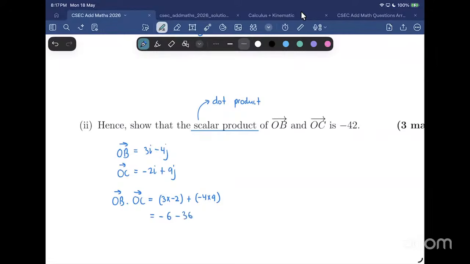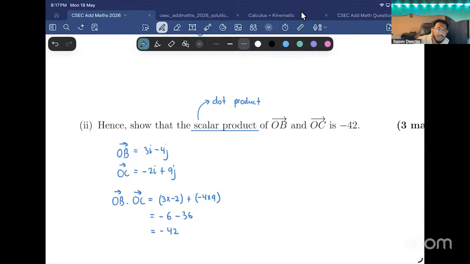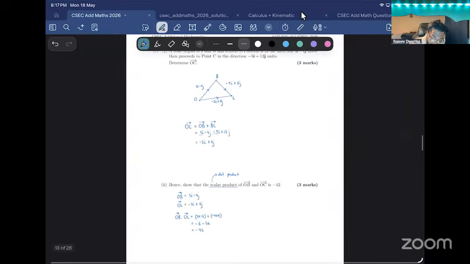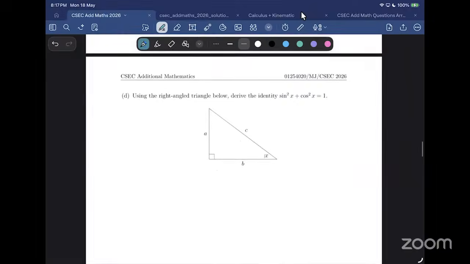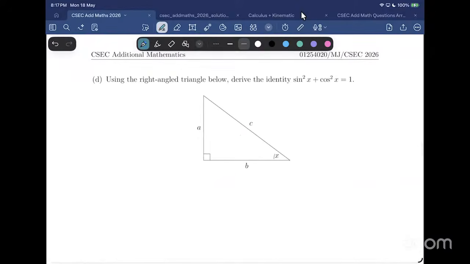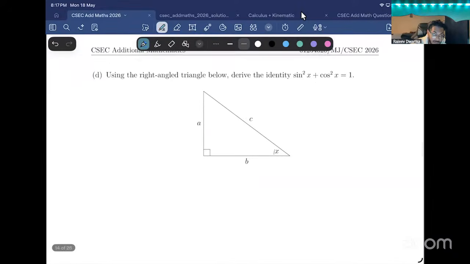Which is? Let me see. My brain kind of paused. That's minus 42. Wait, that's just the answer. Yeah, that's the answer because it said hence show. Okay. This is an easy 6 marks in the paper so far. Yeah, I agree. So is vectors like the easiest topic? Yeah, vectors is the easiest topic in hard maths.